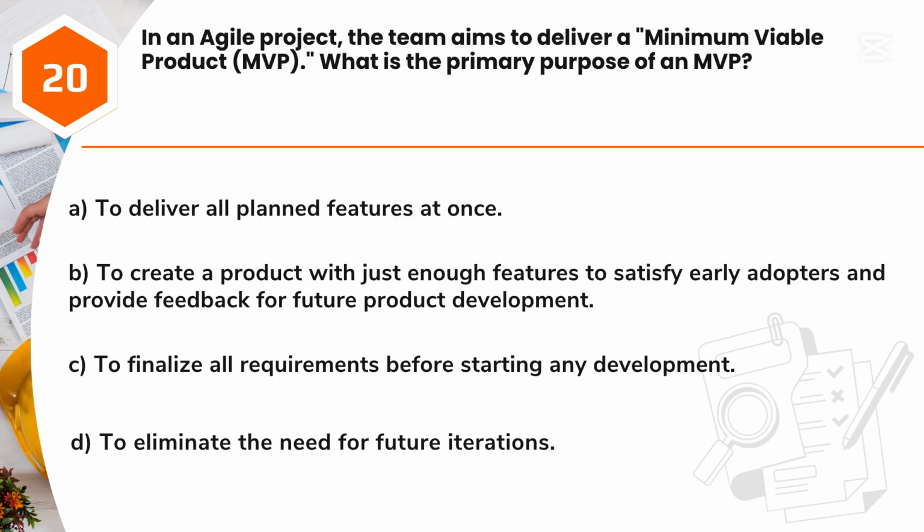Question 20. In an Agile project, the team aims to deliver a minimum viable product (MVP). What is the primary purpose of an MVP? A. To deliver all planned features at once. B. To create a product with just enough features to satisfy early adopters and provide feedback for future product development. C. To finalize all requirements before starting any development. D. To eliminate the need for future iterations.